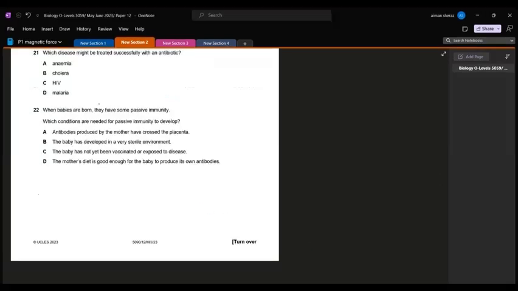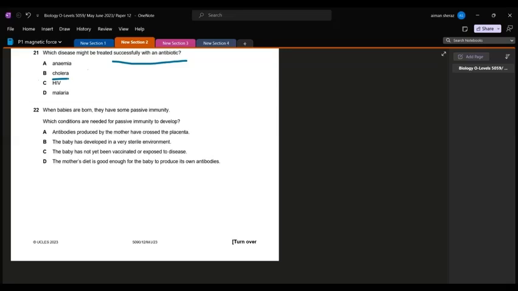Question number 21. Which disease might be treated successfully with an antibiotic? You should know that antibiotics do not work on viruses. They only work on bacteria, the bacterial infection causing bacteria. So option A, anemia, is a deficiency of iron. So it can only be treated by taking vitamin B12 supplements or eating a rich diet that has iron in it, the foods that have iron in them, you consume that.